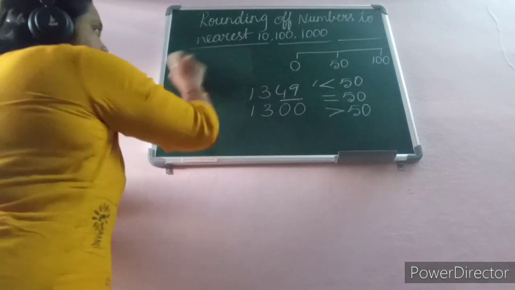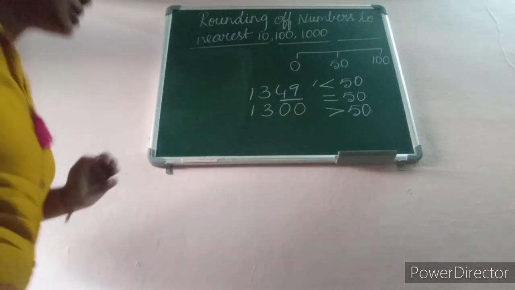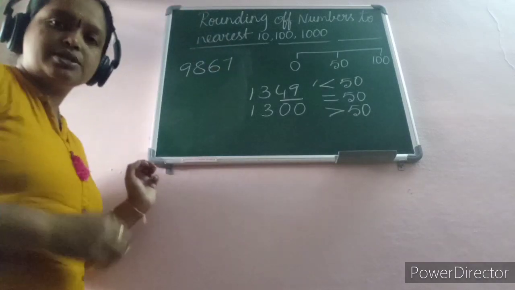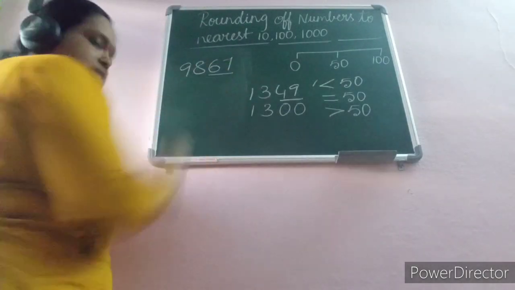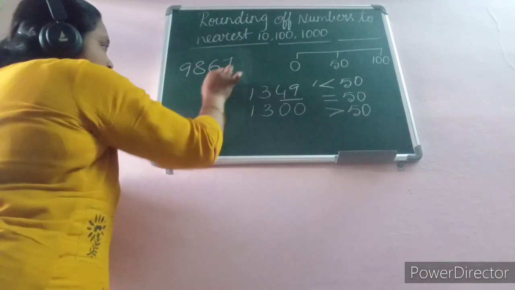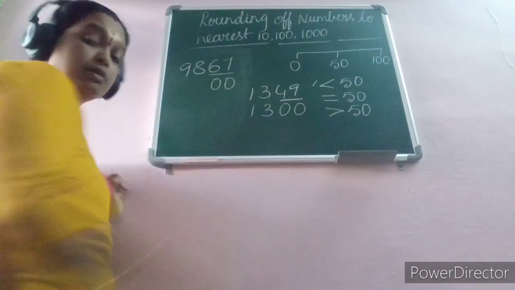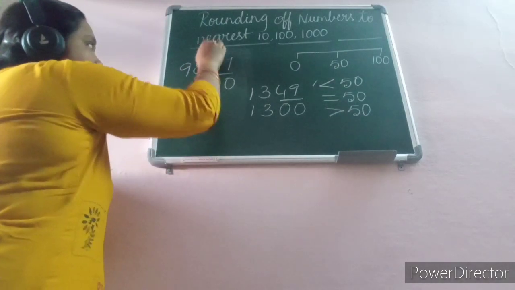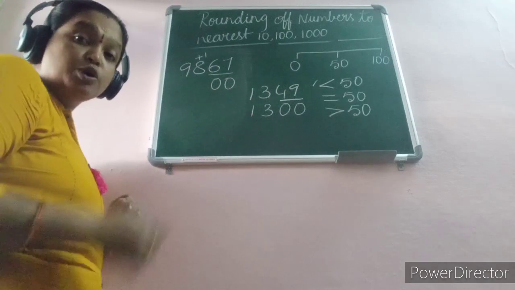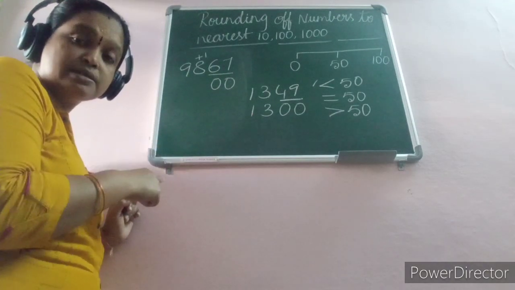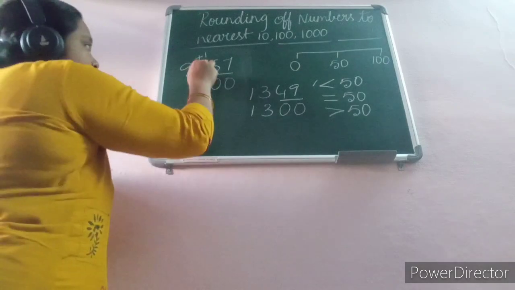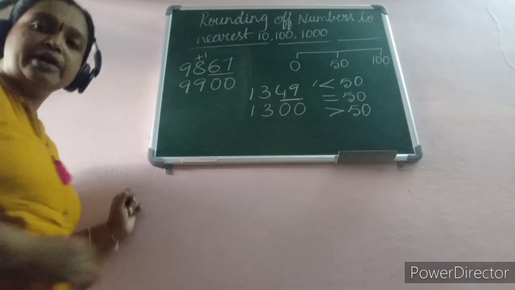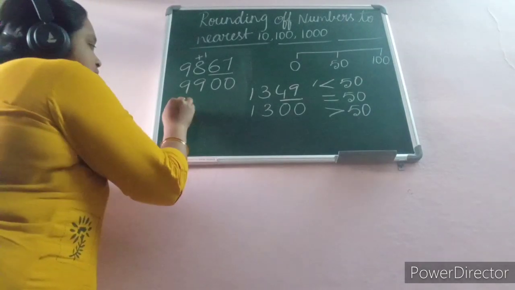Right. Now say one more example we are going to discuss, that is 9867. Right. Now step 1, underline 67. Write 0, 0. Now check. 67 is more than 50. So what you need to do? Add 1 to the digit in the hundreds place. Don't add 1 to the digit in the next place. So please remember that point. So 8 plus 1 is going to be 9, and this is 9900, your answer.